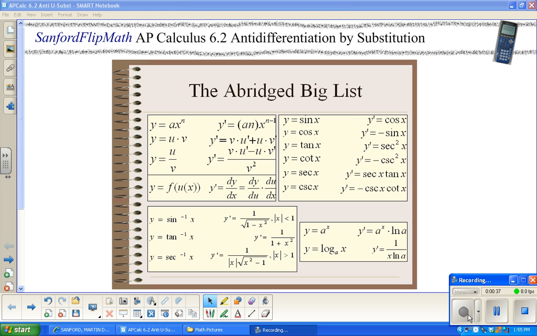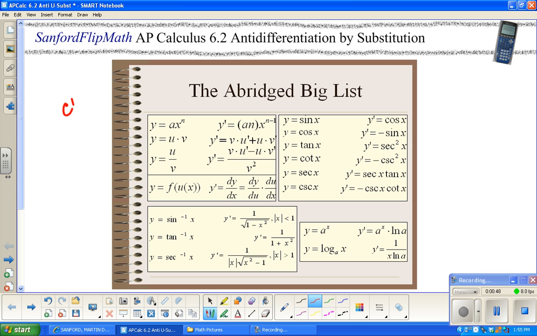One of the first things that the section does is to remind you of some rules, and I'm going to remind you that we've dealt with this list back from Chapter 3, and this is the list of derivatives. And by doing antiderivatives, we're going the other way. So the idea is like antiderivative of cosine is equal to sine, etc.